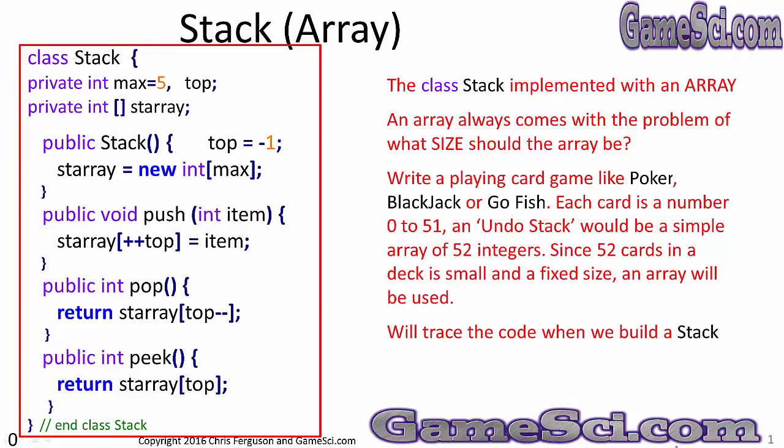Blocked out in the red box here is the class stack implemented with an array. An array always comes with that problem of what size should the array be. Now, if we were writing a playing card game like poker, blackjack, or go fish, where each card is a number 0 to 51, an undo stack would require a simple array of 52 integers. Since 52 cards in the deck is a small fixed size, an array is perfectly reasonable for implementing a stack for the back button of a card playing game. There are only 52 cards in the deck, so the stack will always be 52 or less. We'll trace this code when we build an actual stack.